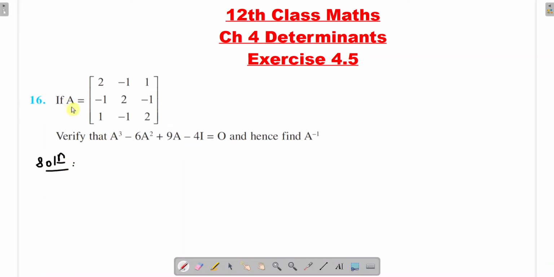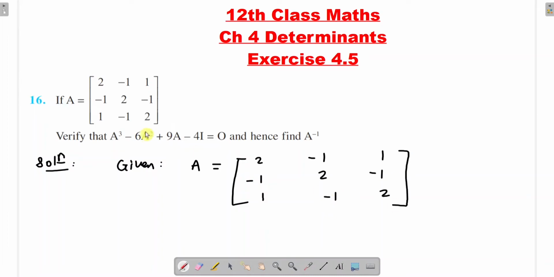So if A is equal to 2 minus 1 1, minus 1 2 minus 1, 1 minus 1 2, so given is A equal to 2 minus 1 1, minus 1 2 minus 1, 1 minus 1 2. To verify this, we have to find A square, A cube. So let us first find A square. So that is equal to A times A.